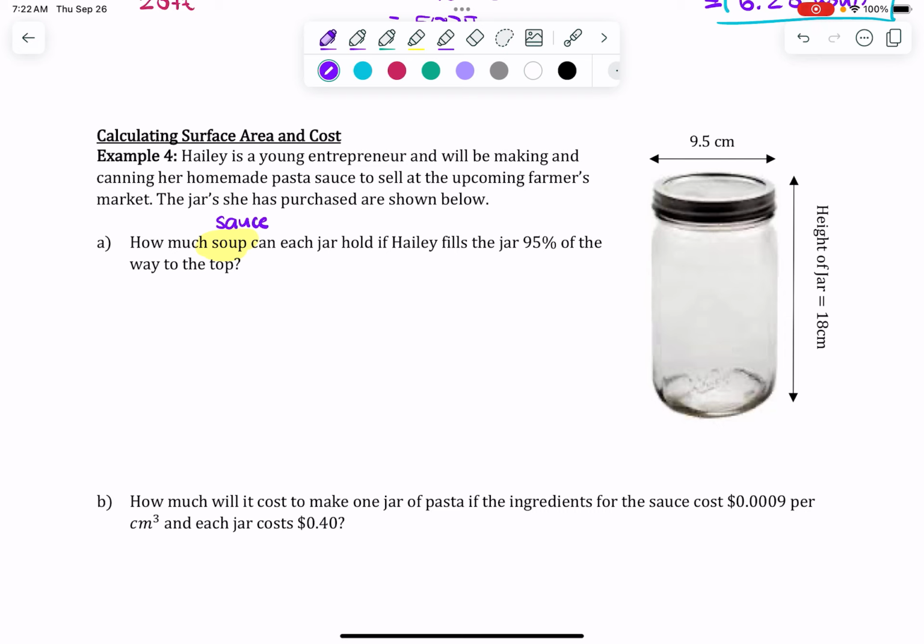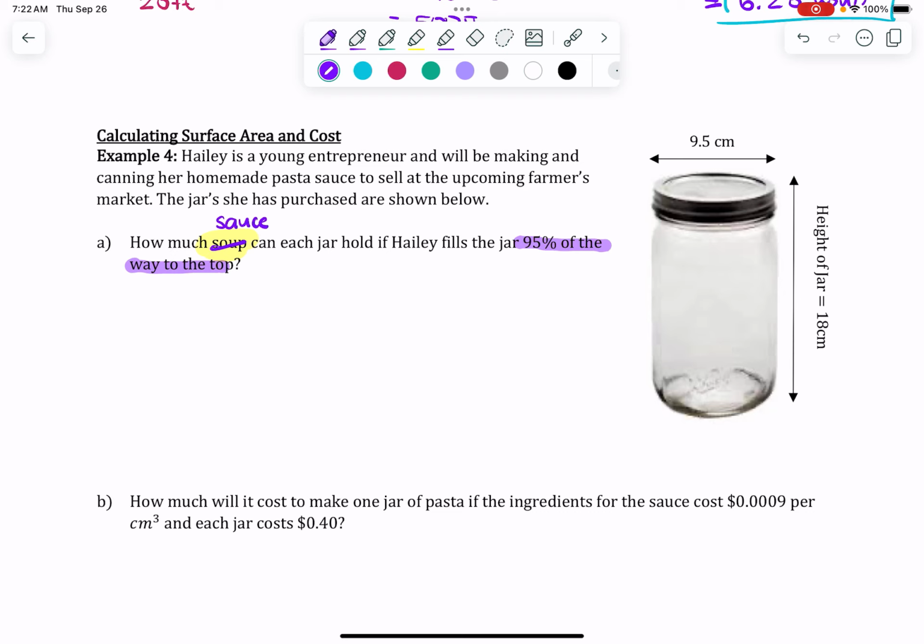Okay, how much sauce can each jar hold if Haley fills the jar 95% of the way to the top? That little piece is crucial because even when you're filling things, like let's say you're pouring yourself a glass of water, I'm willing to bet that most of you don't fill it so that it's like a little infinity pool in your hands, right? You usually fill it so there's some room to the top, so if you walk from the fridge or the tap to the chair at the table, you're not spilling everywhere.